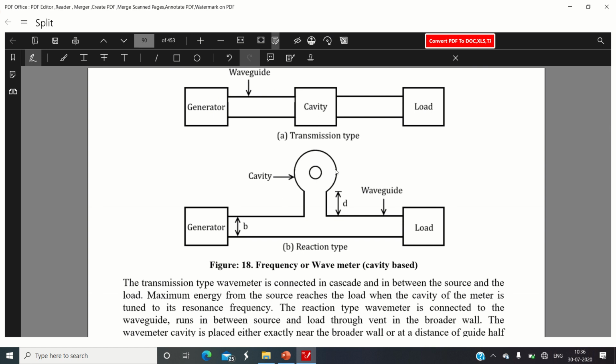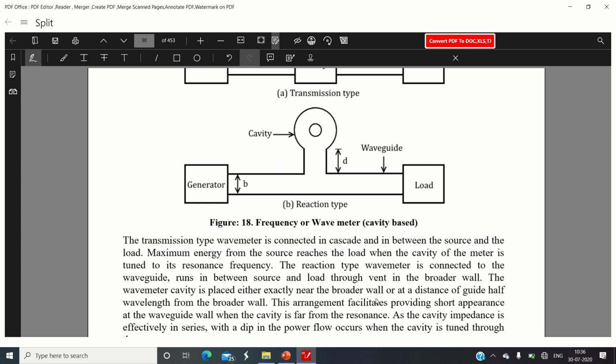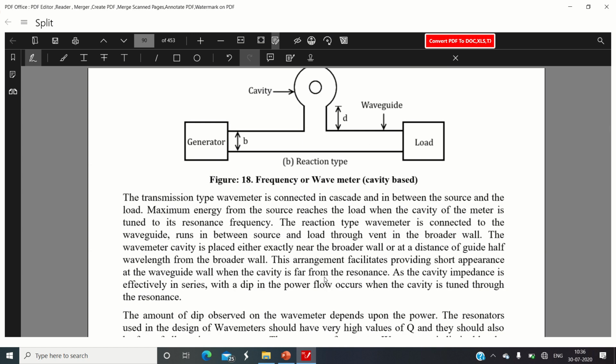In the case of reaction type, that is the second type of wave meter, which is shown over here in figure B, right? The wave meter is connected to the broader dimension of the waveguide, which runs in between source and load, through the vent in the broader wall. The wave meter cavity is placed either exactly near the broader wall or at a distance of lambda by 2 from the broader wall. This arrangement will facilitate providing a short circuit appearance at the waveguide when the cavity is far from the resonance.